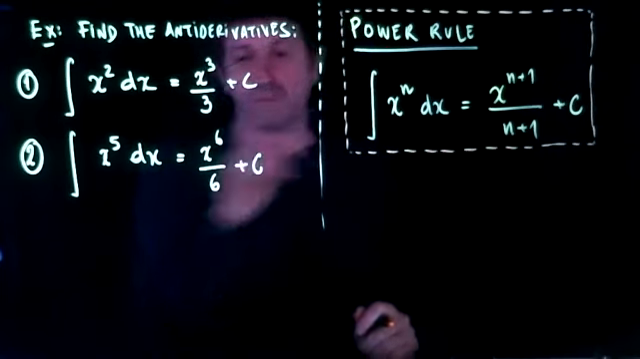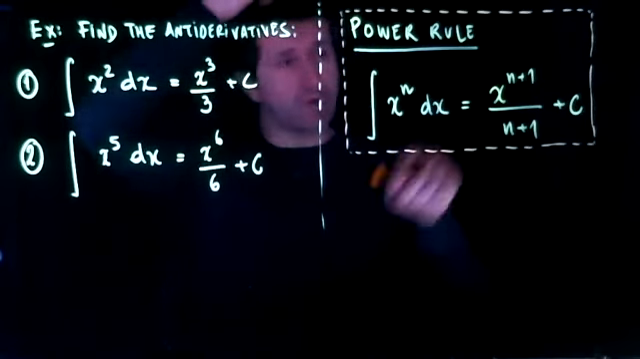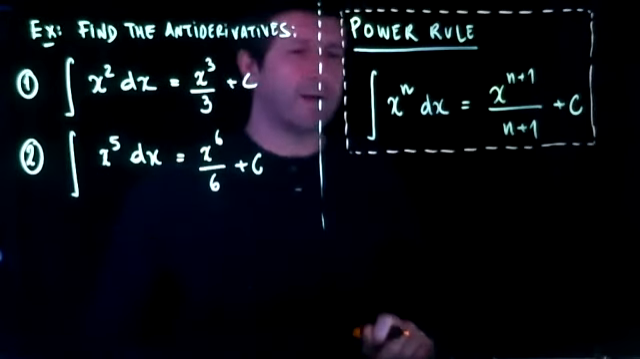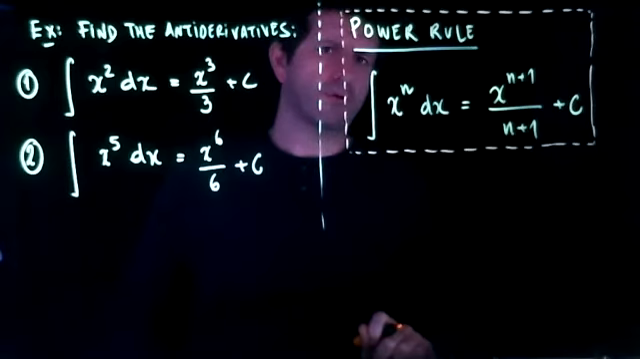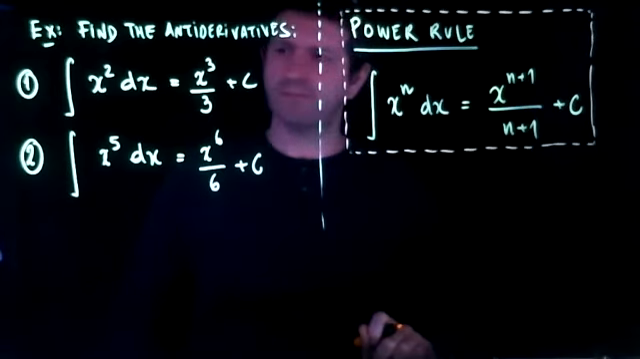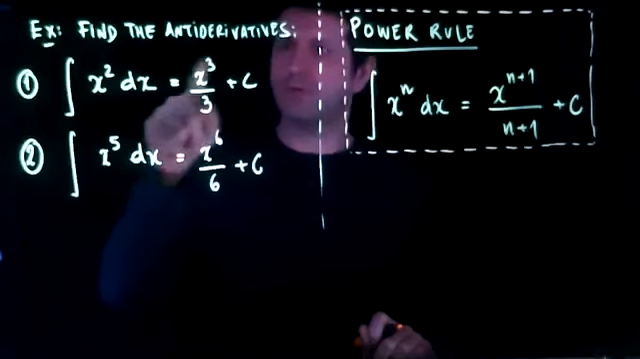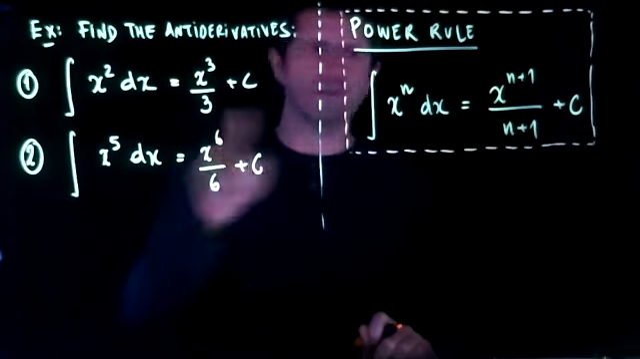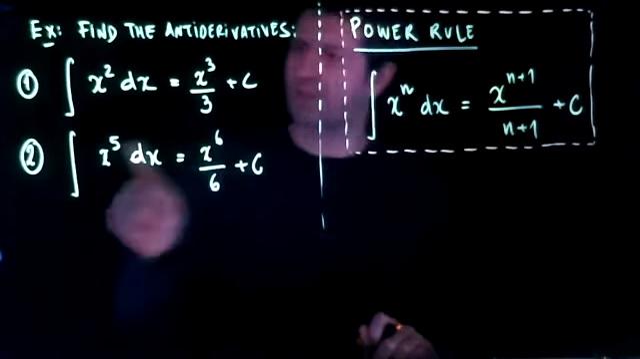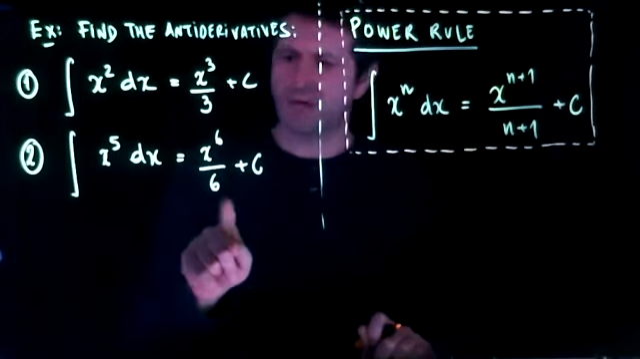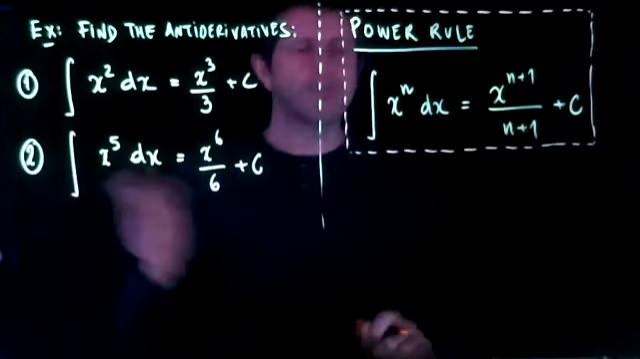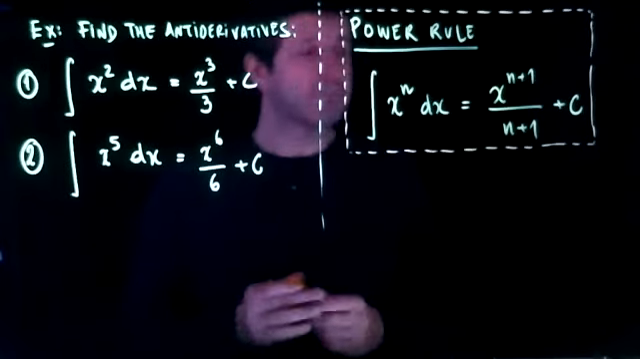There was a power rule for derivatives. Here's the equivalent power rule for integrals, for antiderivatives. That's what I did here. x power n, so x power 2: n plus 1 is 3. Same thing, 5 plus 1 is 6. Clear? Easy?